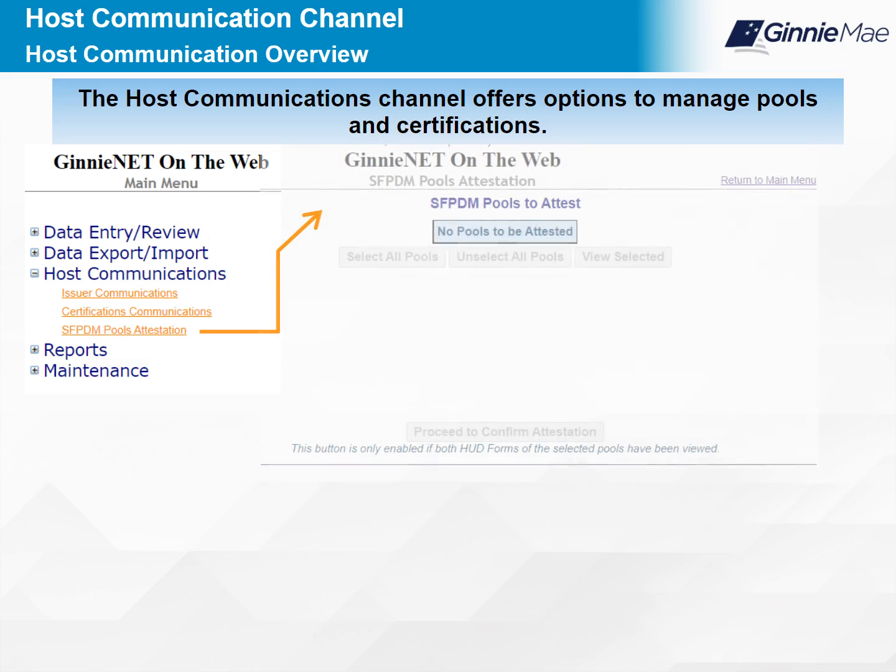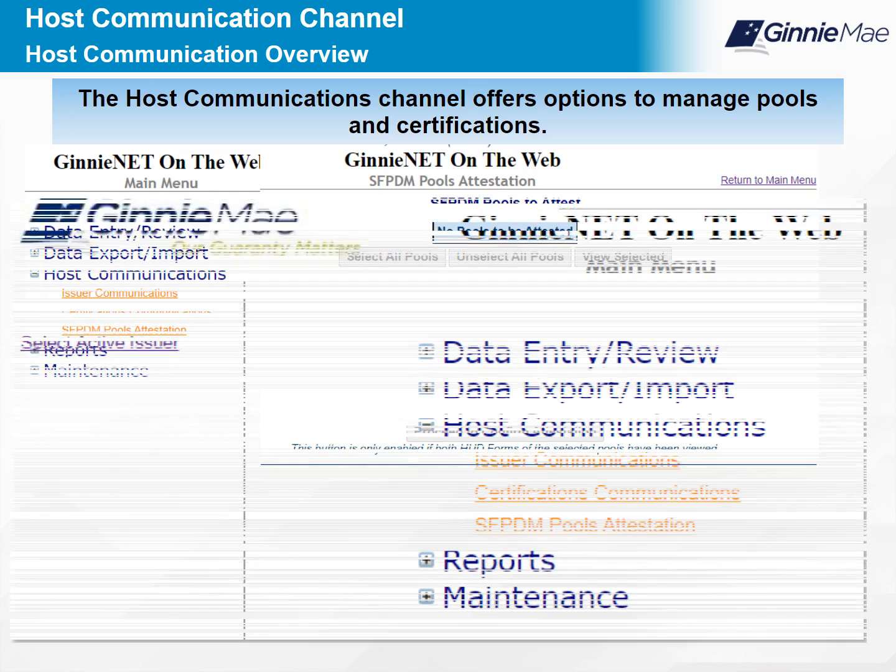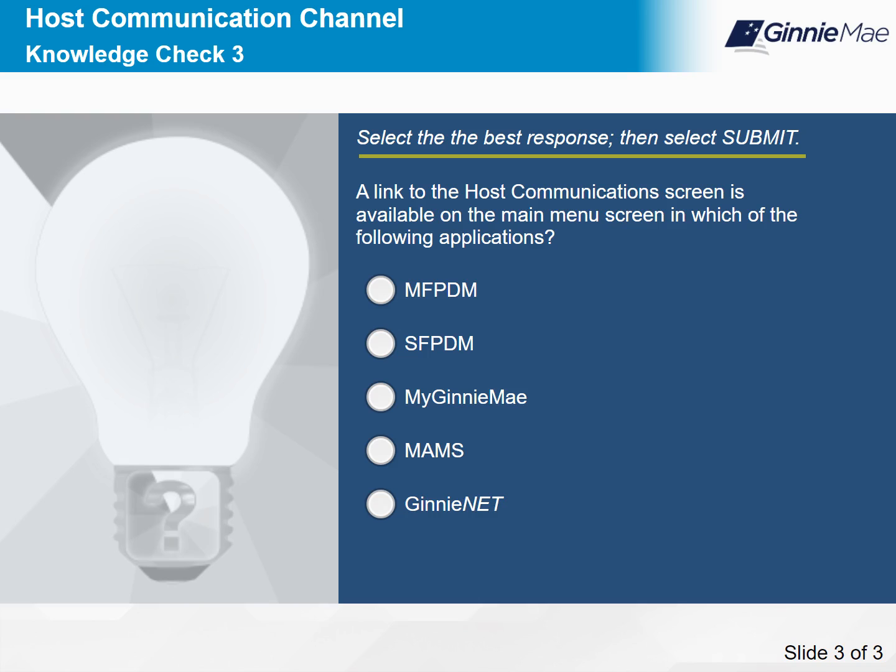Another option under Host Communications is SFPDM Pools Attestation. This link enables the document custodian to access pools that required certification. Notice at the bottom of the screen, it states that the Proceed to Confirm Attestation button is only enabled if both HUD forms of the selected pools have been viewed. Select Next to continue. Now check your understanding.